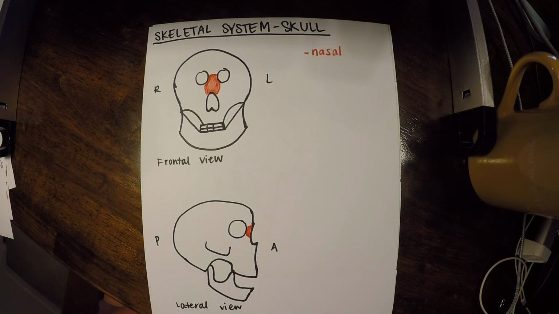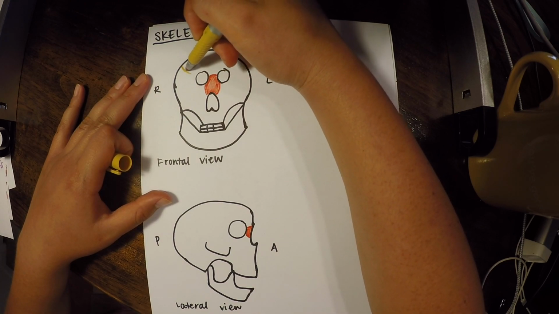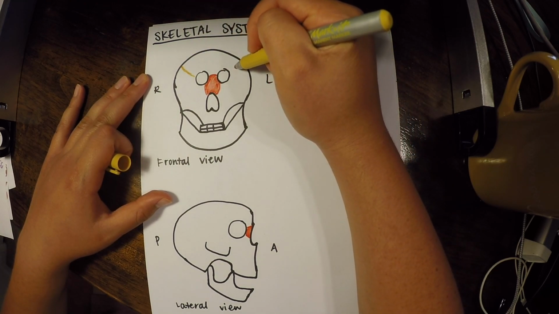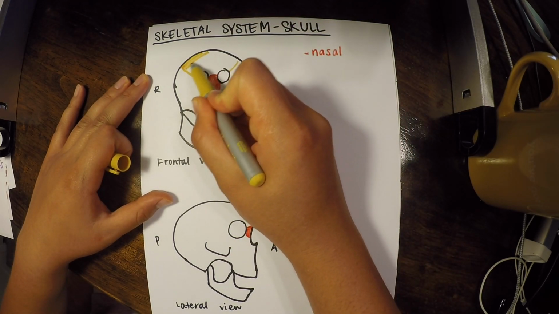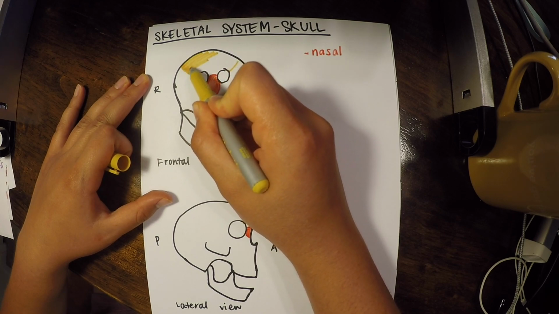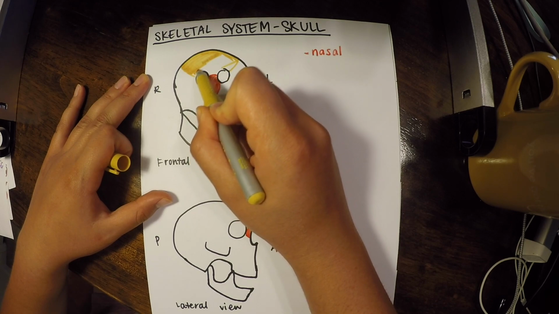Now let's draw our frontal bone. And so all of these are different parts of the skull. So this big piece where the forehead is basically is our frontal bone. And it's easiest to see on this frontal view.